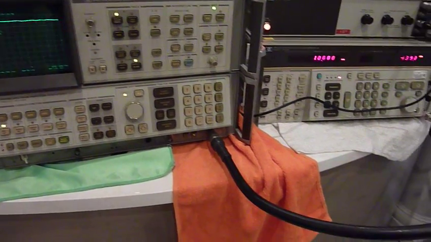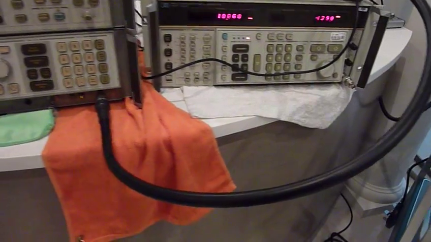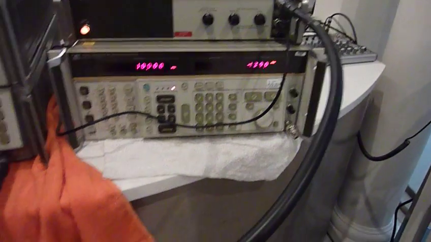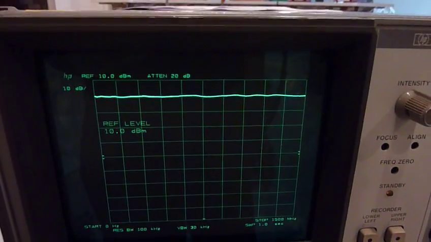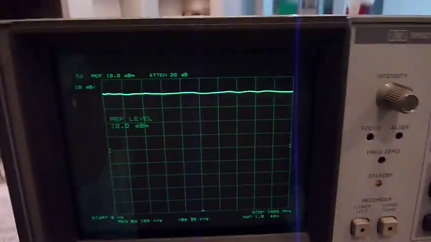It wasn't bad to start with, but with a little bit more calibration and of course much better cabling, that makes a big difference too. Here's the flatness of the tracking generator. It's pretty darn good for something that old.